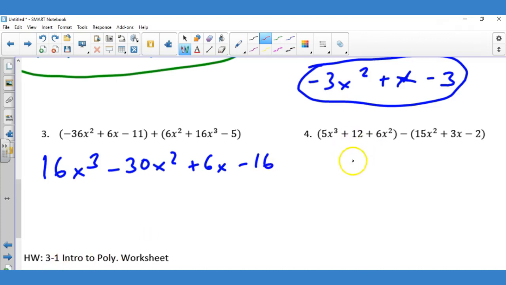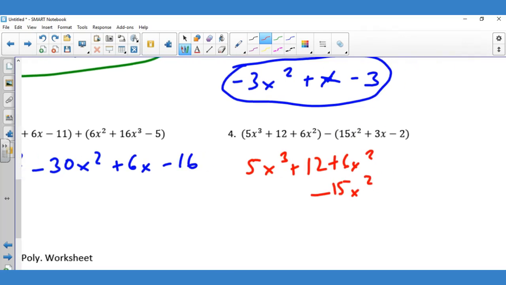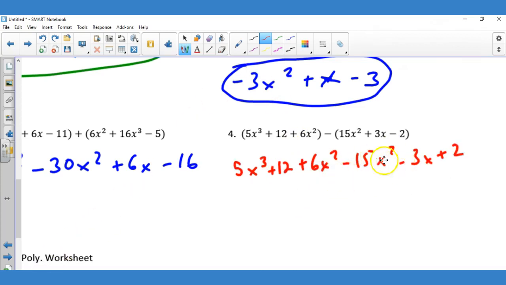One more example here. Again, distribute the negative, guys. So we have 5x cubed plus 12 plus 6x squared minus 15x squared minus 3x plus 2. That becomes a negative, that becomes a negative, that becomes positive. Hold on one second. There we go. I just wanted to rewrite it so it's vertical.